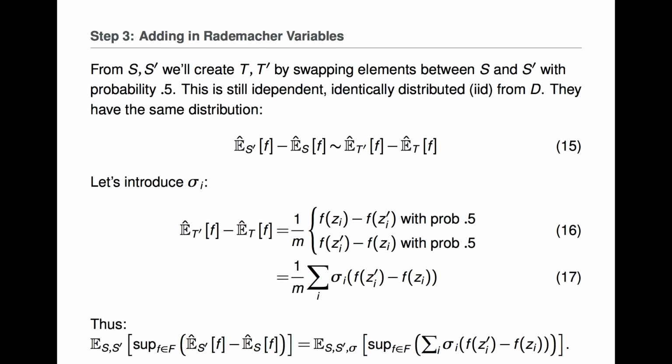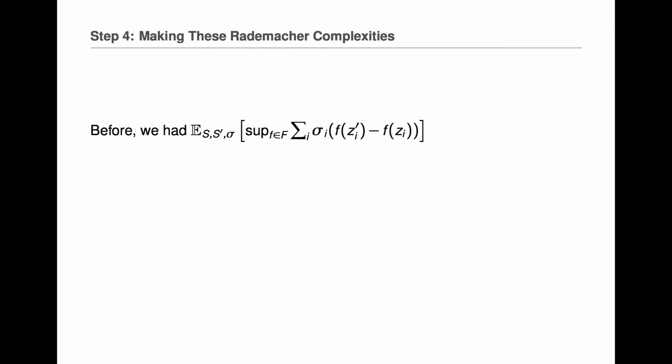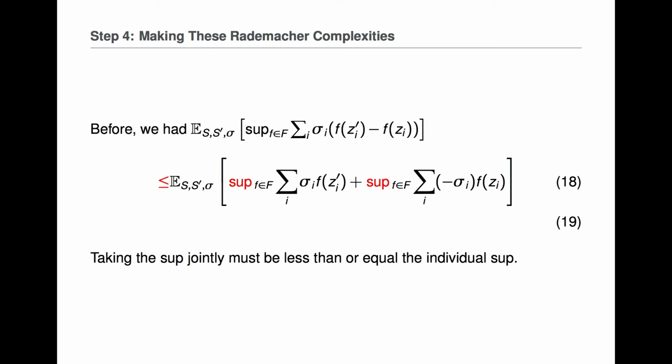And so it doesn't seem like we've gotten very far yet, but this additional bookkeeping will be useful in a second. We had this expectation over S prime and sigma, and now what we're going to do is take the supremum jointly. Instead of taking the supremum over both s and s prime, we're going to take the supremum over s prime and s individually. And this must be greater than the original supremum because each one is now free to be larger. They can't cancel each other out like they could before.